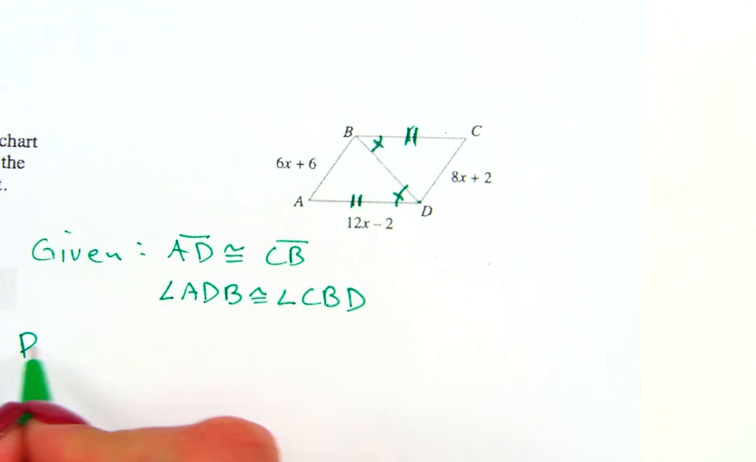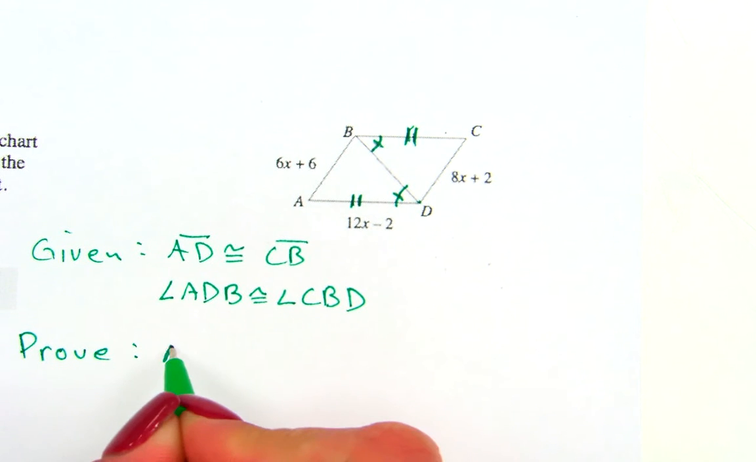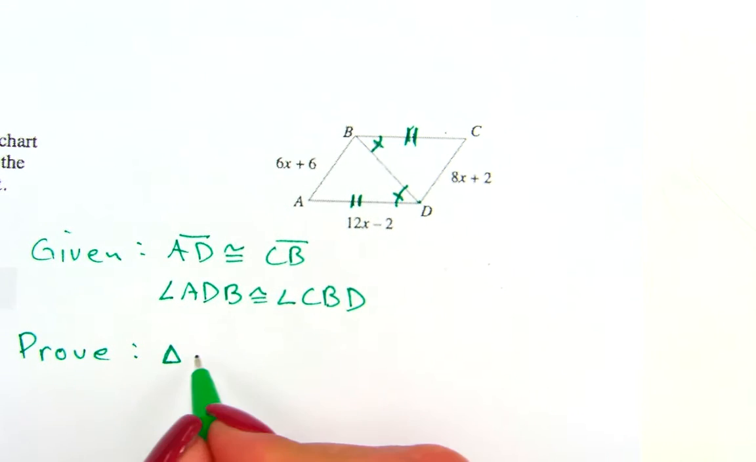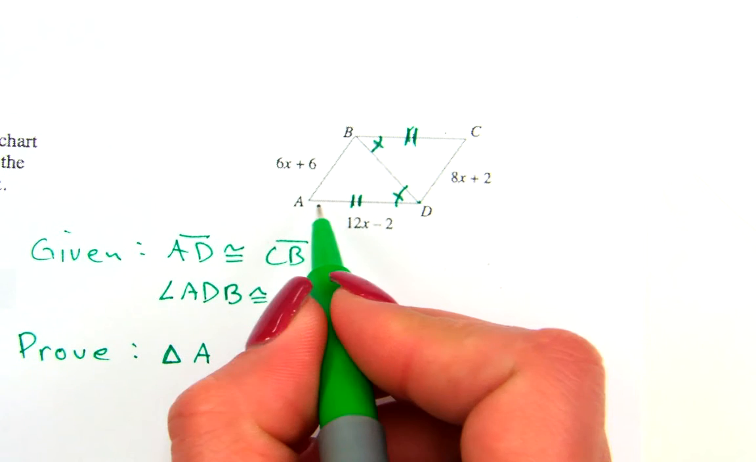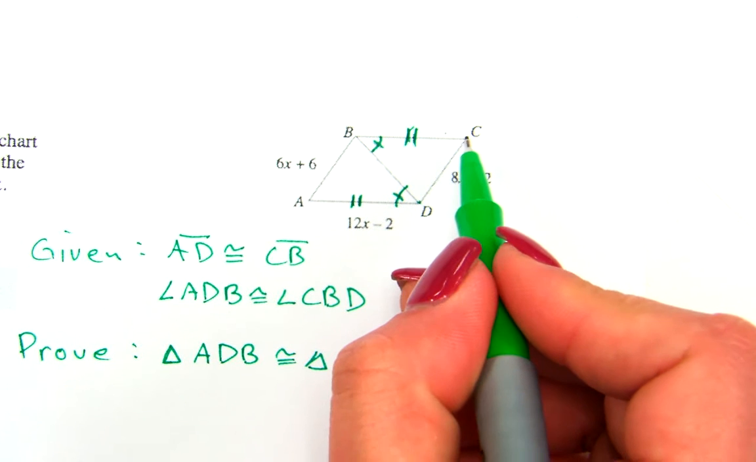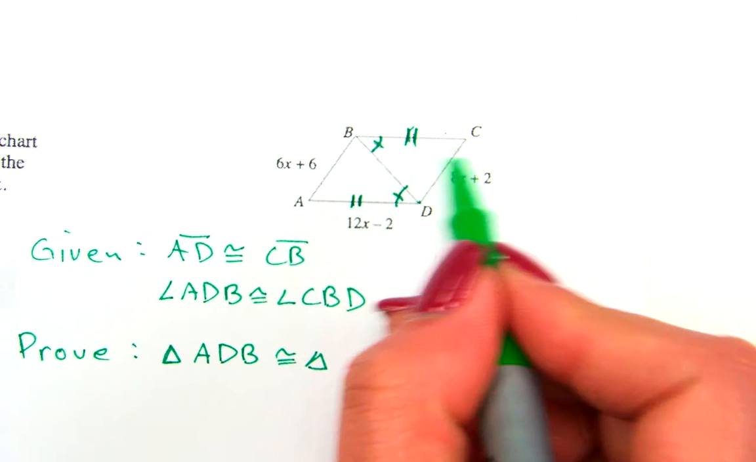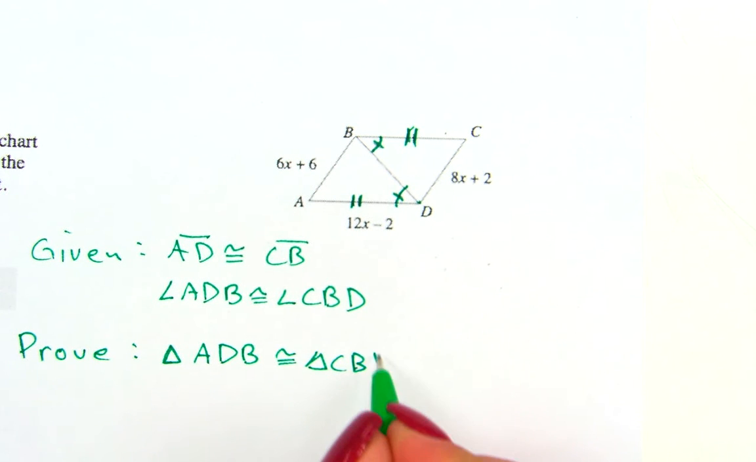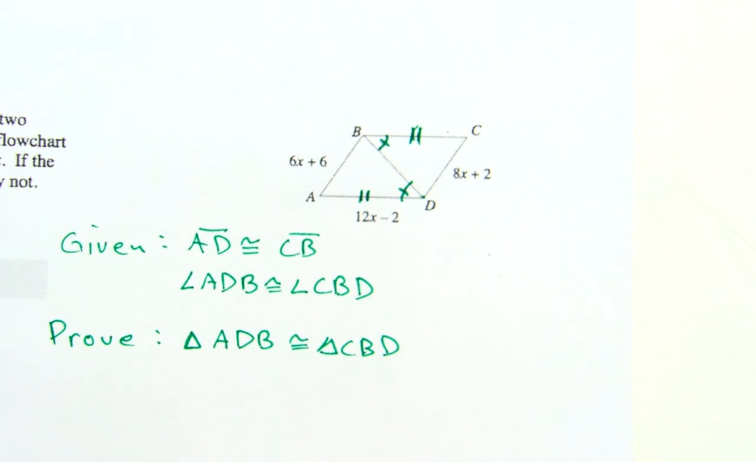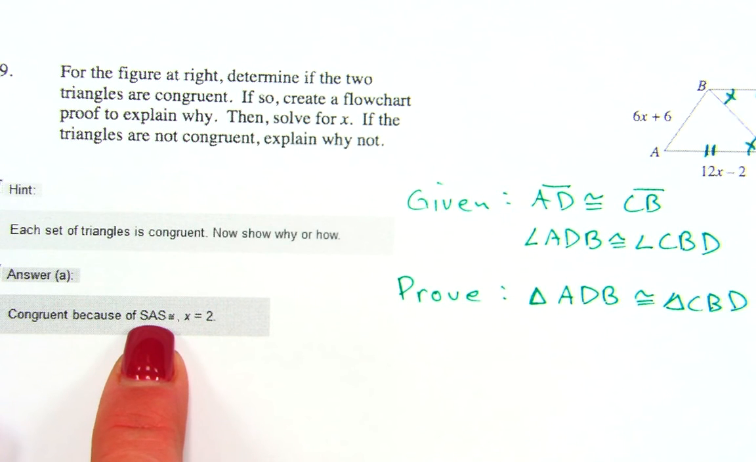That's it. And you want to prove that triangle, I guess we can go in order, ADB is congruent to triangle CBD. Okay, that's what we want to prove. We're given those two because those are the only two markings that come in the picture, and we want to prove the two triangles are congruent. And it actually gives us the answer. We're going to end up proving it because of the side angle side congruent postulate.